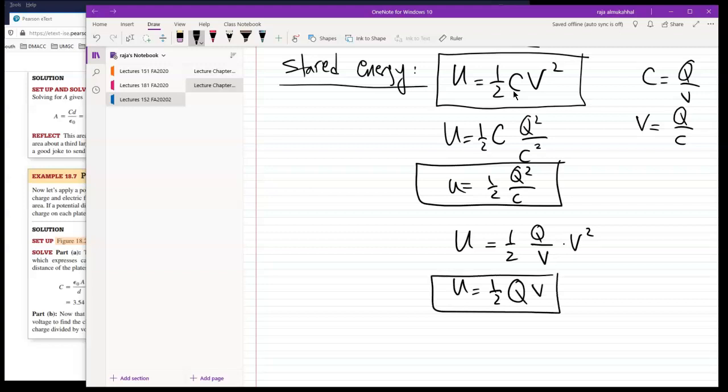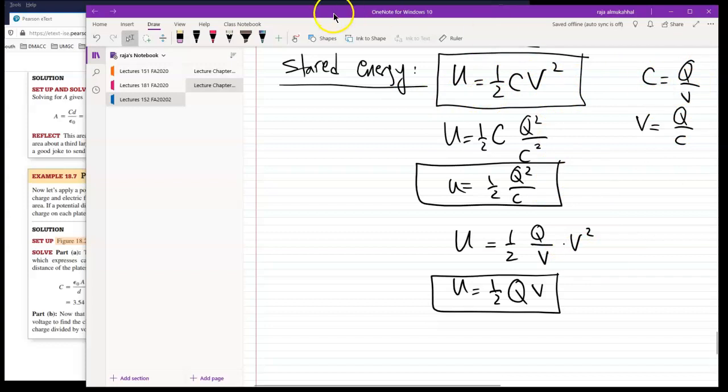There's another version. They're all equivalent, of course, and you pick the one that fits your needs or fits whatever problem that you're working on. But the one I personally memorize is 1/2 CV squared, and then you can derive the rest of it because you know this little formula here. See what I'm saying? Okay.